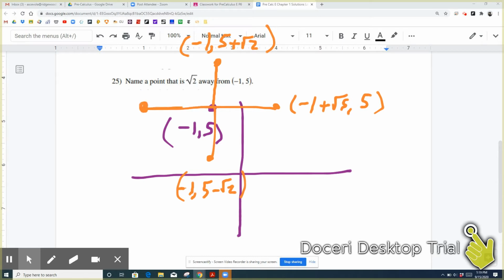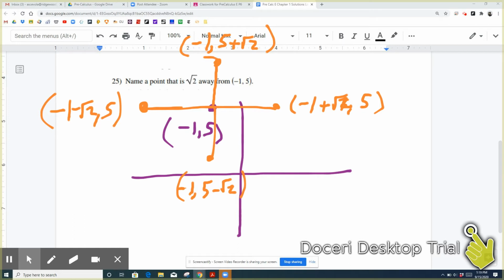If you think of transformations in geometry, if you want to move to the left, you subtract from the x coordinate. It's root 2. I did root 5 over here, sorry. If you want to move to the right, you add root 2 to the x coordinate. If you want to move up, you add to the y coordinate. If you want to move down, you subtract from the y coordinate. So it'd be (-1 minus root 2, 5). All right, so those are 4 answers.